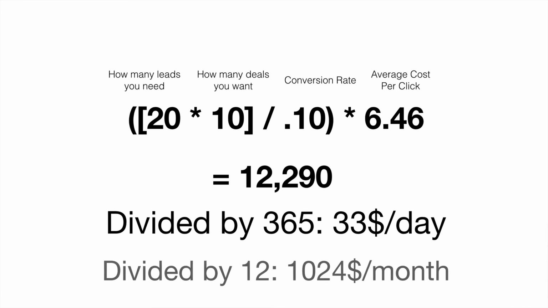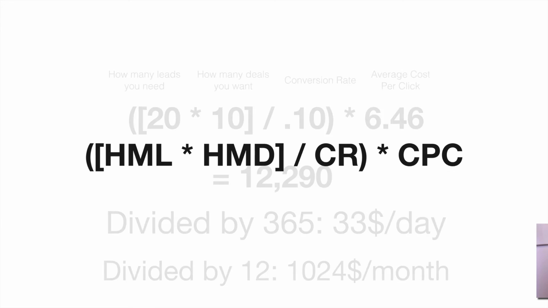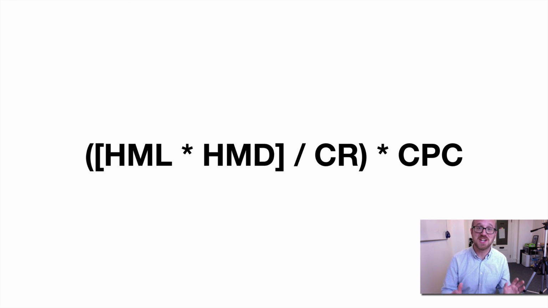If I divide that number by 12, that's going to give me a $1,024 budget for the month. So if I want to generate 10 deals from AdWords this year, my estimated budget, this kind of rule of thumb budget, is going to be about $12,290 for the year, or $33 a day, $1,024 a month. And that is how you figure out what your budget in AdWords is going to be if you're a real estate investor.